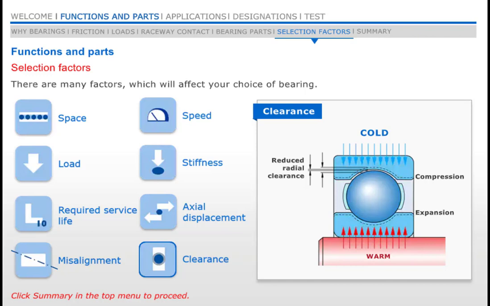SKF manufactures bearings with the following ranges of radial internal clearances. C1: radial internal clearance less than C2. C2: radial internal clearance less than normal. Normal radial internal clearance. C3: radial internal clearance greater than normal. C4: radial internal clearance greater than C3.